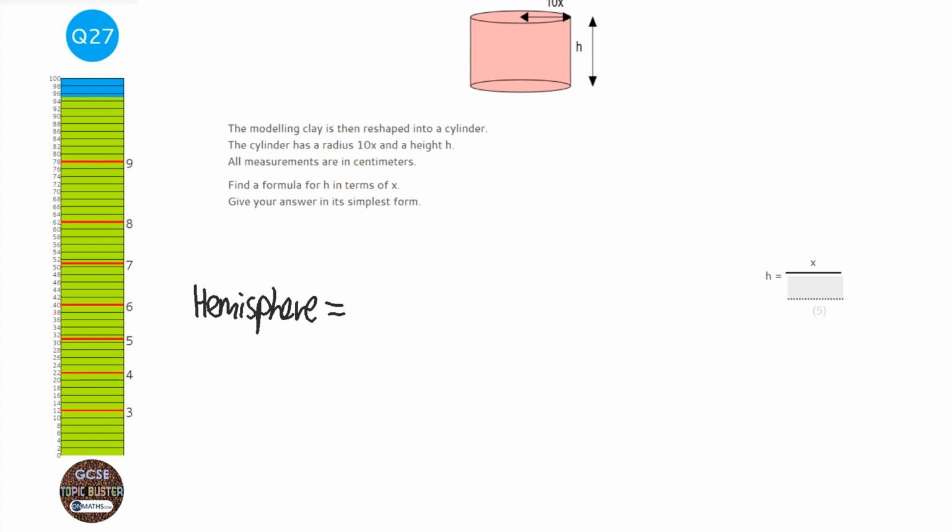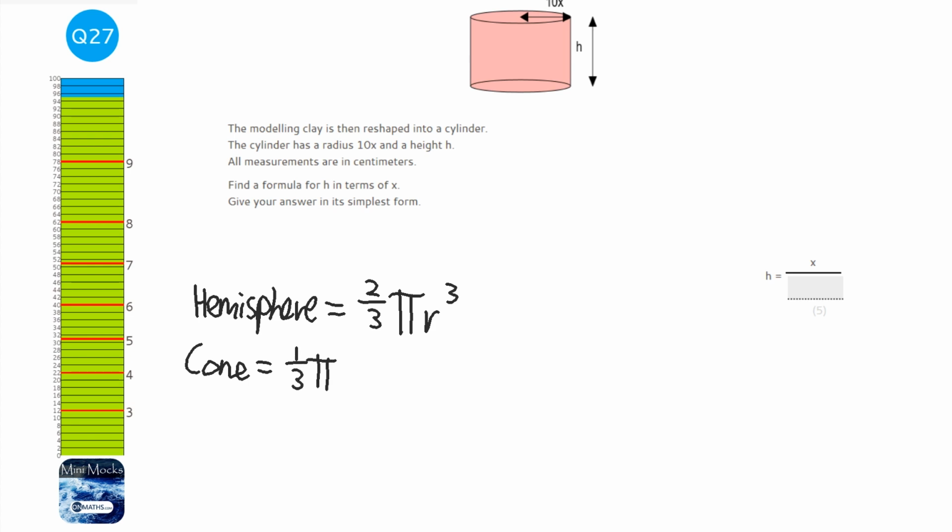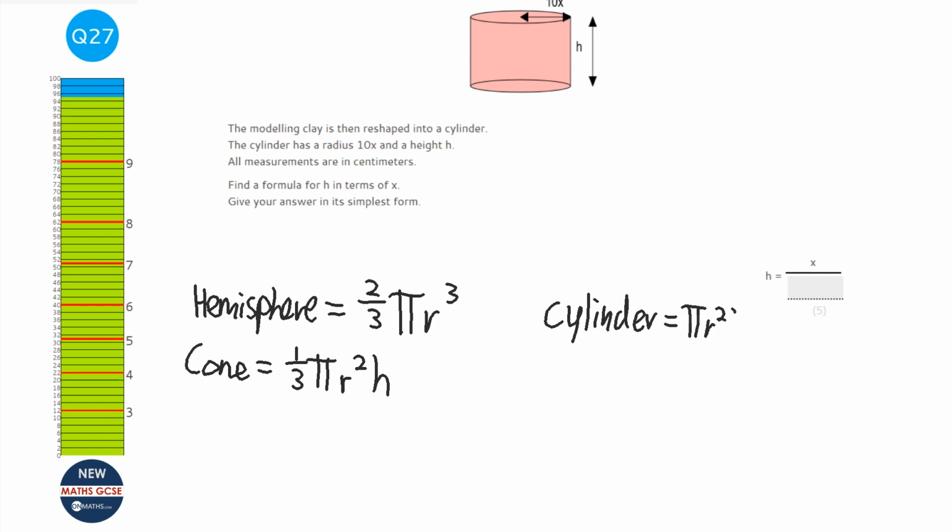And some of these formulas you will be given. So a hemisphere is the volume of a sphere, halved. So instead of 4 over 3, I can just say 2 over 3, which is half of 4 over 3, pi r cubed. The cone that we've got is going to be 1/3 pi r squared h. And then the cylinder we have is the area of the circle times the height.